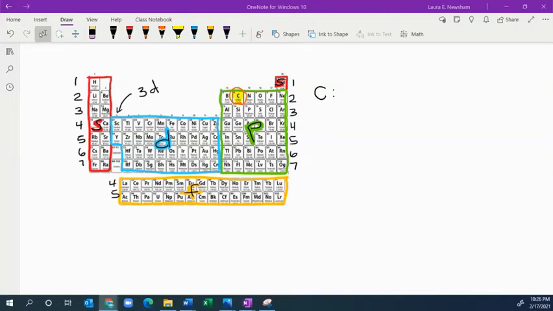Okay, my lovelies, let's do a couple examples of orbital notation, orbital diagramming. And to make it a little bit easier, we're going to start with the electron configuration first and just see that connection to the orbital diagram. So in our first example, we're going to do carbon.